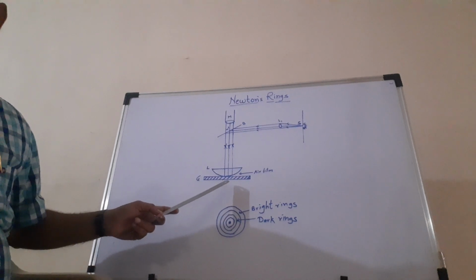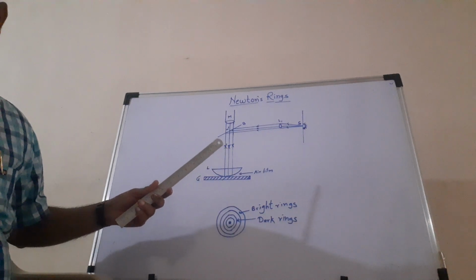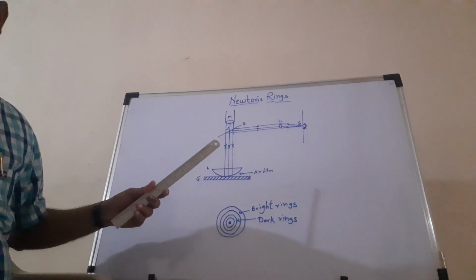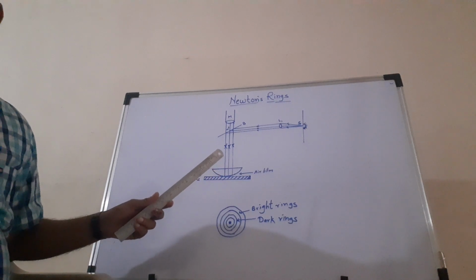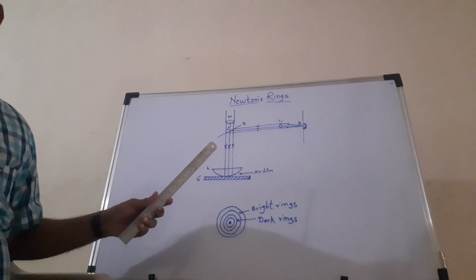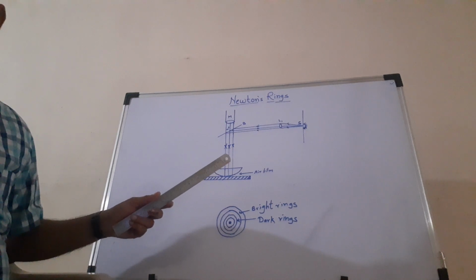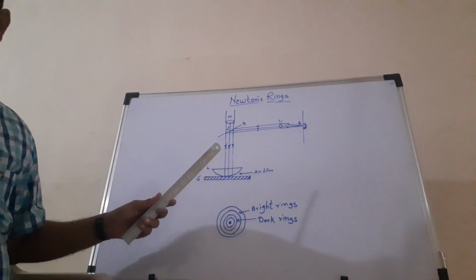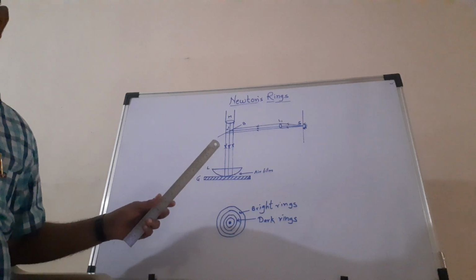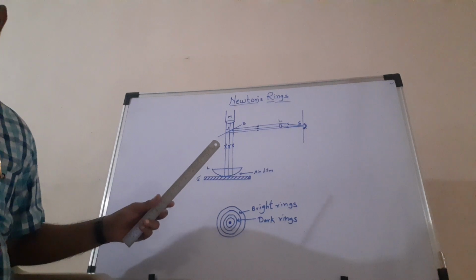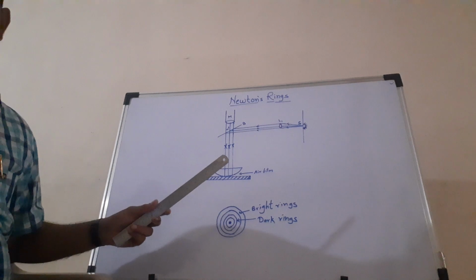So Newton's rings are formed by the reflected light. For the bright rings, the thickness t equals (2n minus 1) times lambda by 4, and for the dark ring the thickness t equals r squared upon 2R. For the bright ring, the radius r equals the square root of (2n minus 1) lambda R upon 2, and for the dark ring r equals the square root of n lambda R.